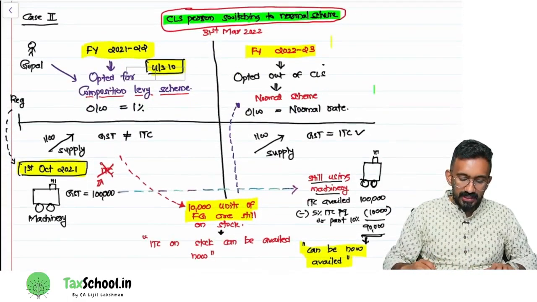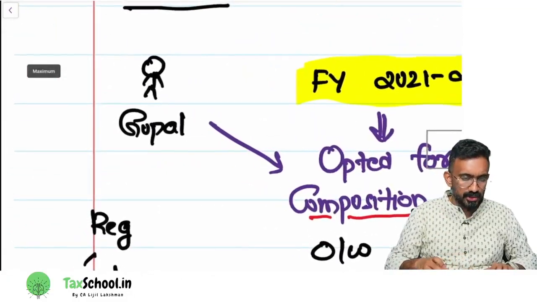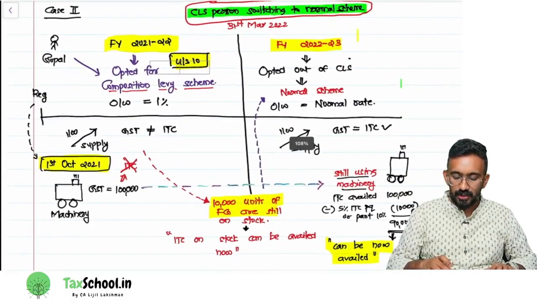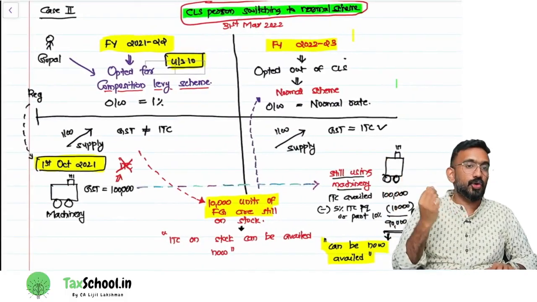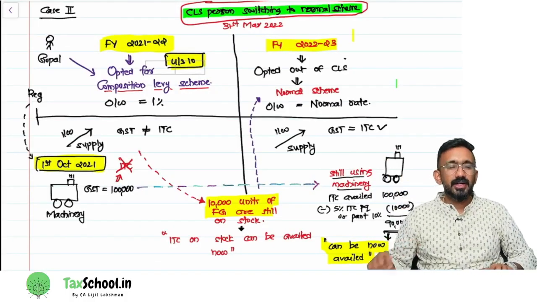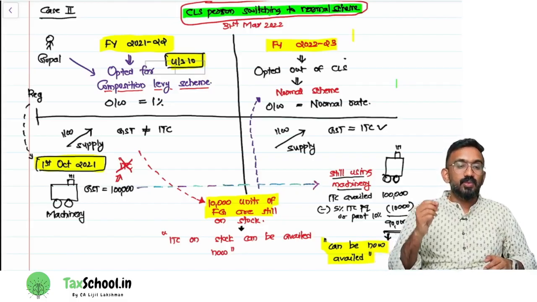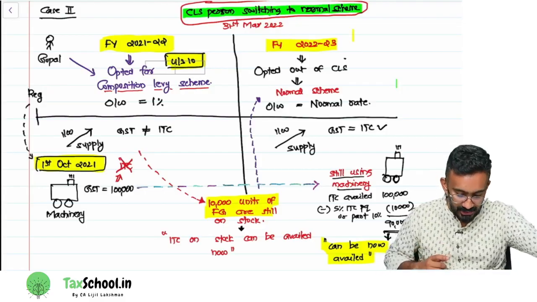Second scenario. A new scenario, Mr. Gopal. This fellow is Mr. Gopal. So let's look at what is this scenario for Mr. Gopal. Mr. Gopal in 2021-22 opted for composition levy scheme. What is that we have learned about composition levy scheme? If you are under composition levy scheme, whatever outward supply that you make, you will end up paying 1% GST. How much? 1% GST.